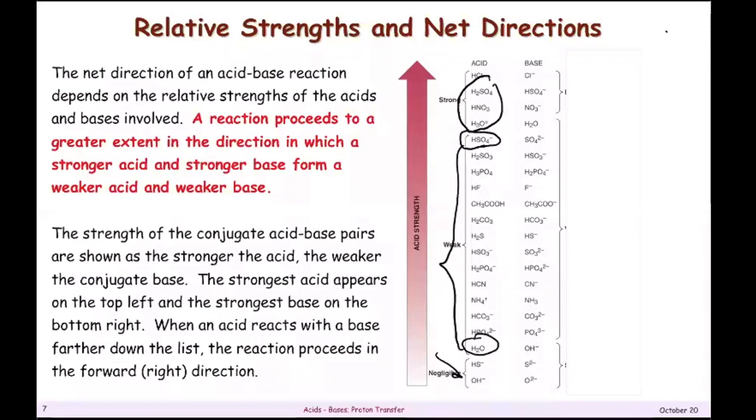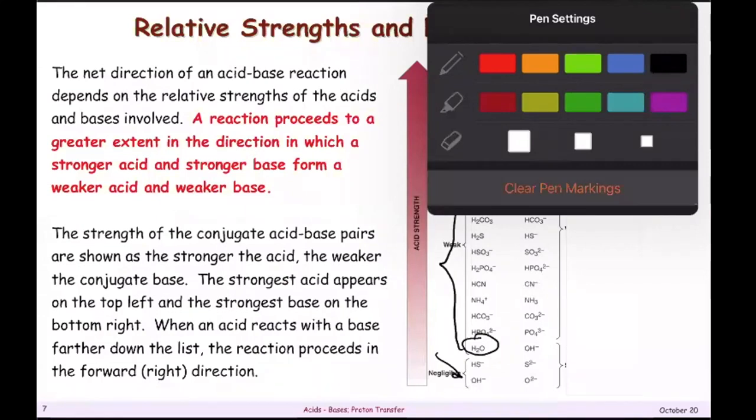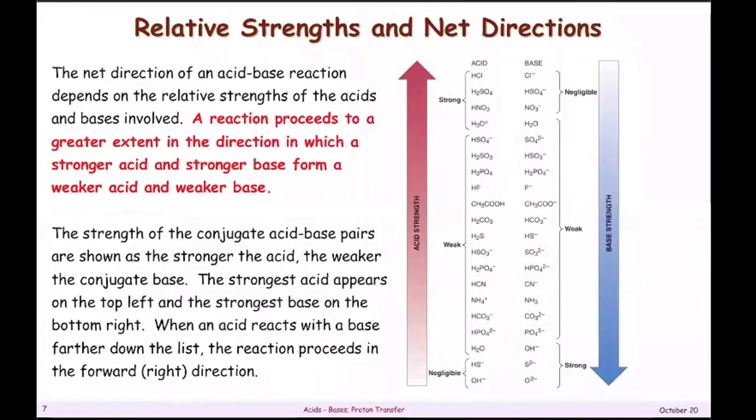It's basically what I've been talking to you guys about. Look at the weak acid. Now the weak acid becomes a somewhat strong weak base. The strong weak acid becomes a weak weak base.